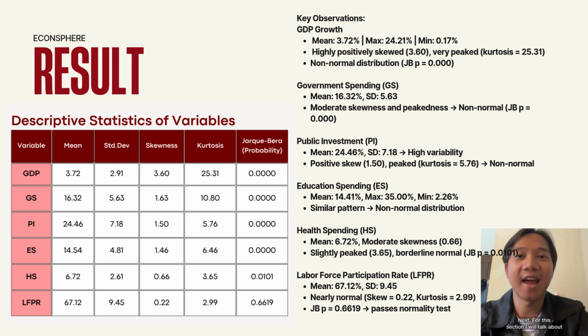Next, for this section, I will talk about descriptive statistics of variables. This table summarizes the key statistics for our variables. GDP has an average growth of 3.72% and is highly positively skewed. Most independent variables like government spending, investment, education, and health show signs of non-normality. However, labor force participation rate, LFPR, is nearly normally distributed based on the Jarque-Bera test, making it a strong candidate in the model.